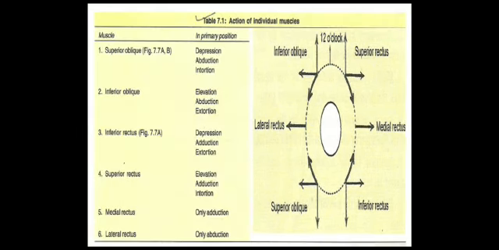So, coming to the action of individual muscles, the superior oblique mainly causes depression, abduction, and intorsion. Inferior oblique causes elevation, abduction, and extorsion. Inferior rectus causes depression, adduction, and extorsion. Superior rectus causes elevation, adduction, and intorsion. Medial rectus only adduction, and lateral rectus only abduction.